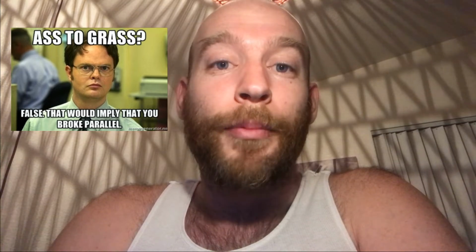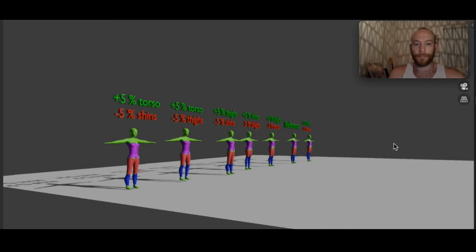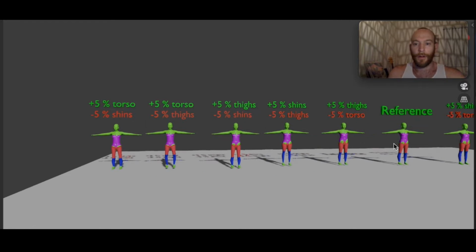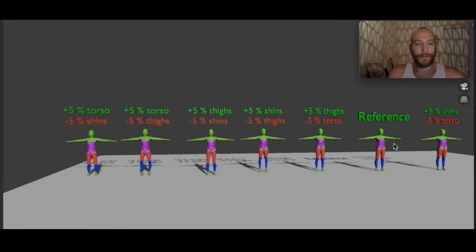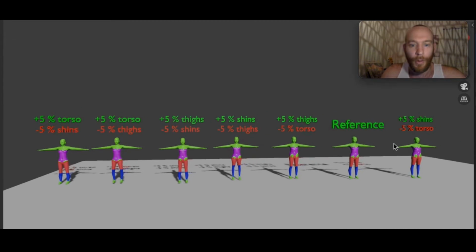What's good? We are going to see how body proportions affect squat depth using physics simulations, using Blender 3D, fancy modeling software. Let's dive into it. All right. Welcome to the simulation. So here we have 7 human models.